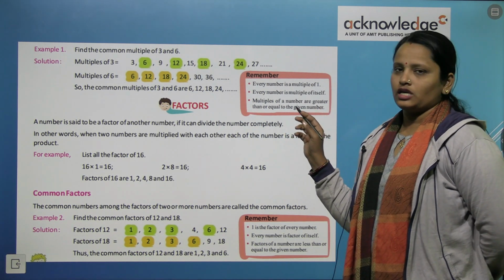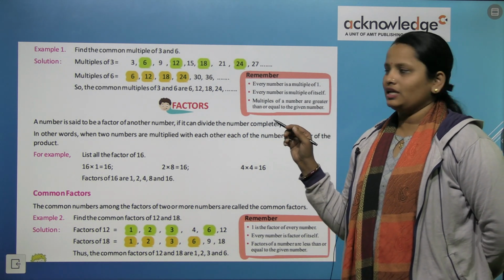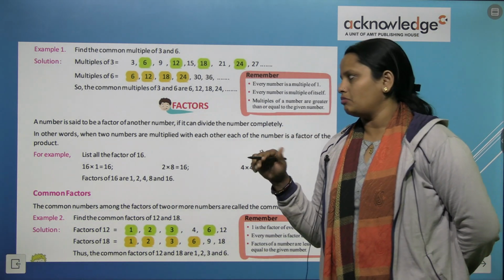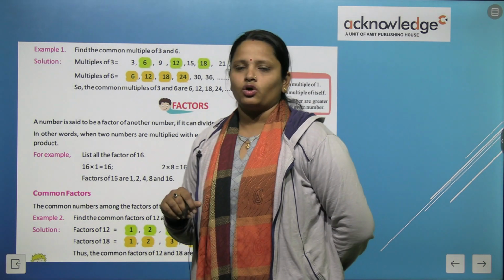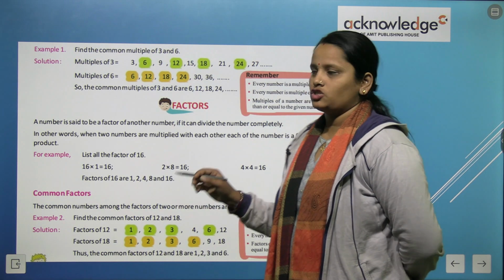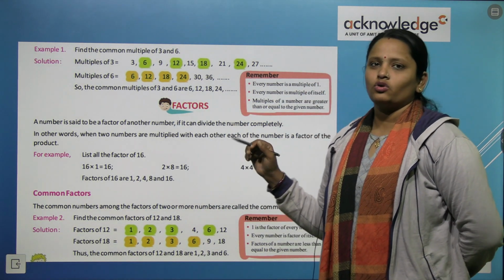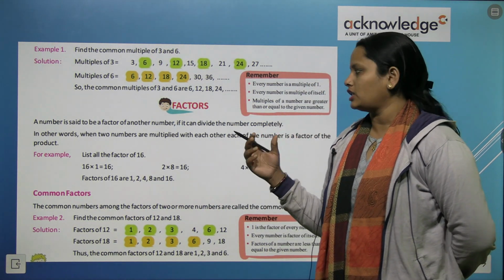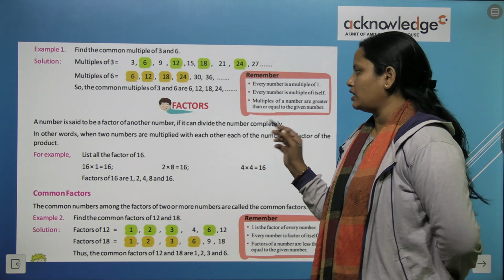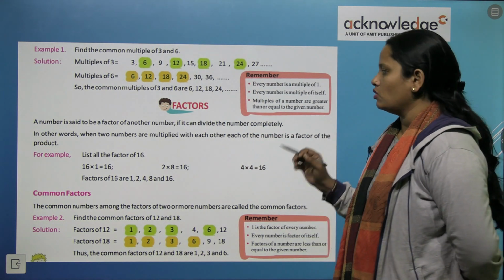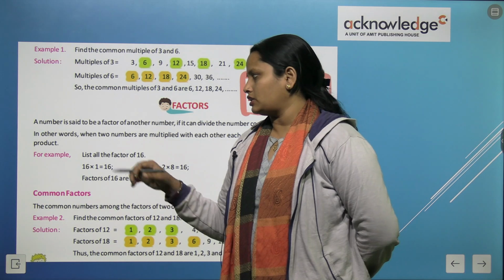जो भी multiples होते हैं किसी भी number के वो या तो बड़े होते हैं या equal होते हैं उस number के. Now let's learn what are the factors. A number is said to be a factor of another number. एक number को किसी और दूसरे number का factor कहा जाता है if it can divide the number completely. अगर वो उस number को पूरी तरह से divide कर सकते हैं.